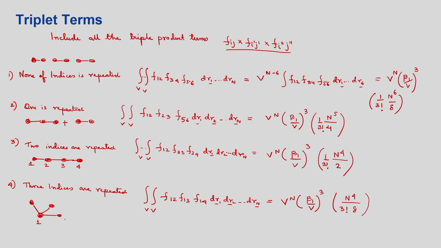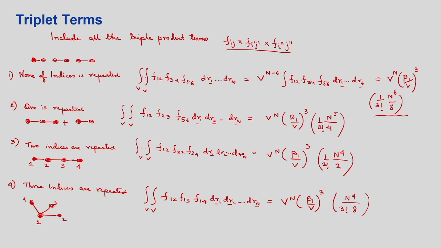So, this is atom 1, this is, let's say, atom 3 and this is atom 4. These are different cluster diagrams. Out of all this, the first term subsumes all other terms. So we will be using this many terms multiplied by the value. Other than these triplet terms, there are also other triplet terms which are closed types.